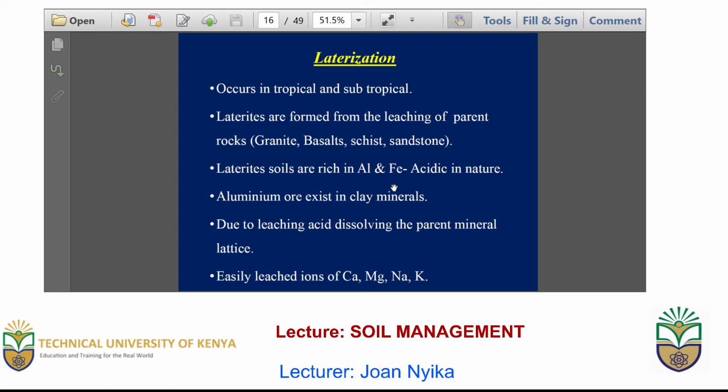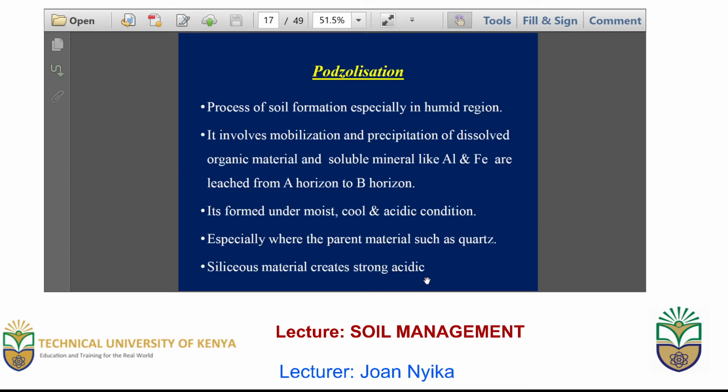Apart from aluminium and iron, some of the other compounds that can be leached in the process of forming laterite soils are calcium, magnesium, sodium, and potassium. But when we look at the process of podzolization, this occurs in humid areas, unlike the case of laterites that occur in tropical areas.